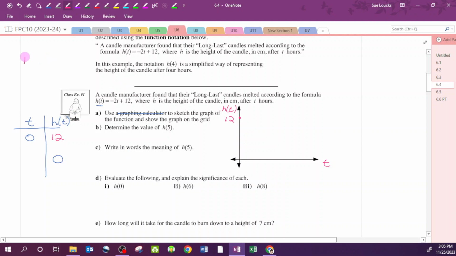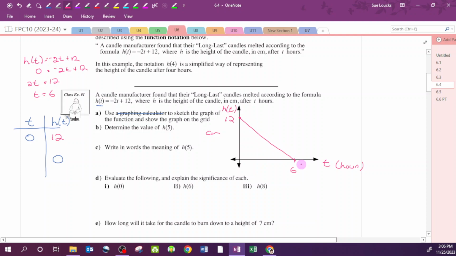And then if I go h of t is minus 2t plus 12, and I make this 0 equals minus 2t plus 12, and then I add 2t to both sides, I get 2t equals 12, and then I solve that. I get t equals 6. So this is 6 hours, t in hours, and this is in centimeters. Okay. And then I can graph it like that, right?